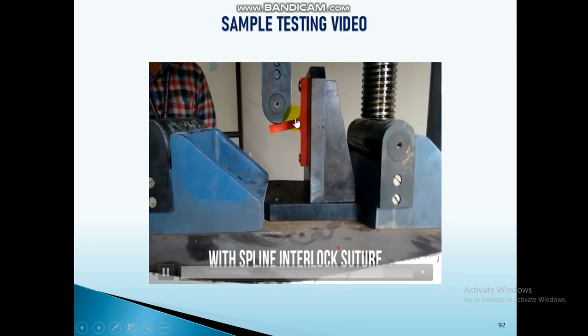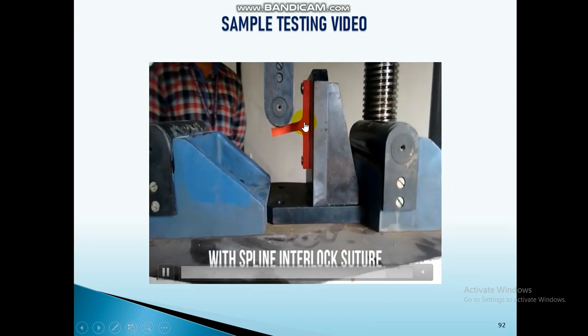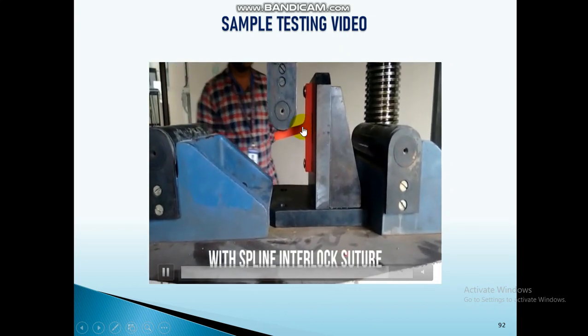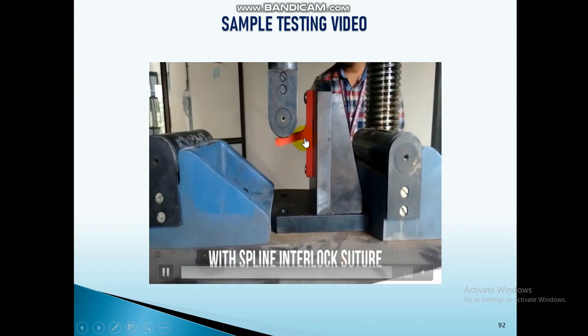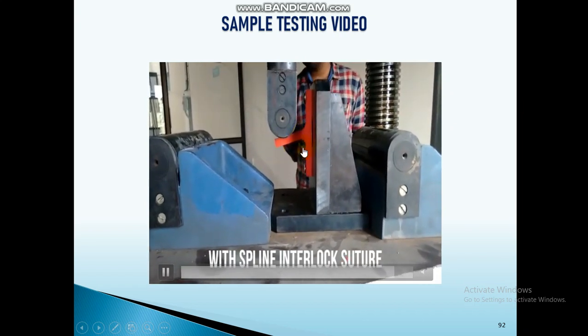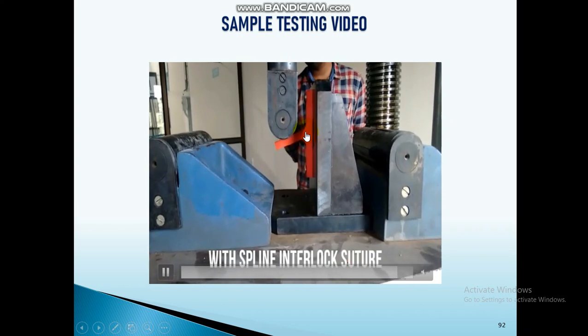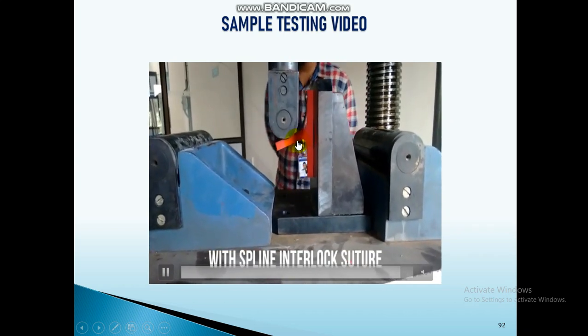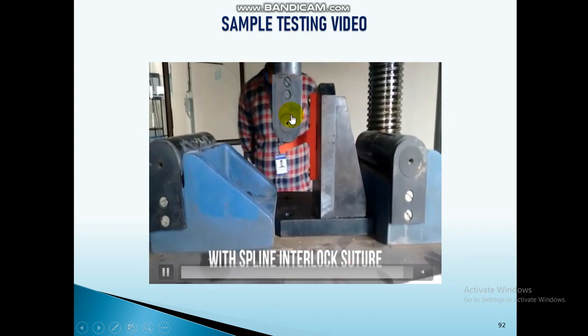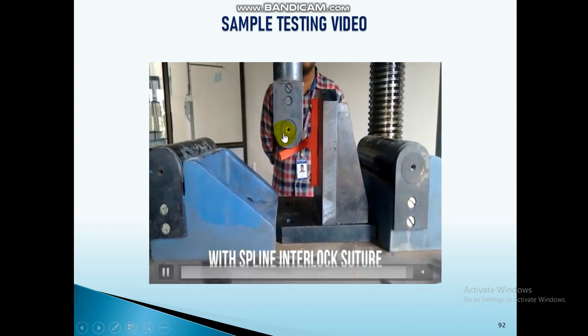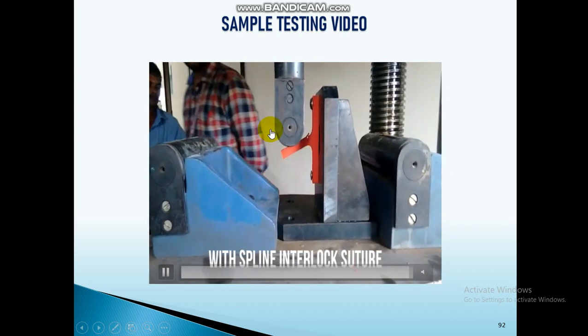Similarly, here you can see the same FDM component printed with spline 3D interlocked structure. Even though you can see the deformation, even when it breaks, it will not come out. So that's the inspiration. It breaks exactly like branches.